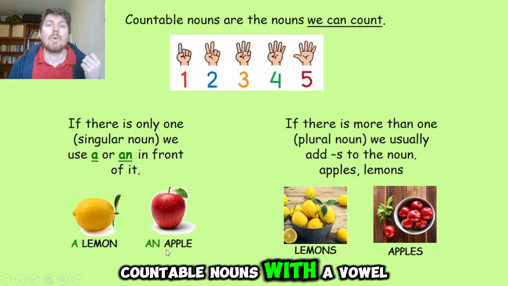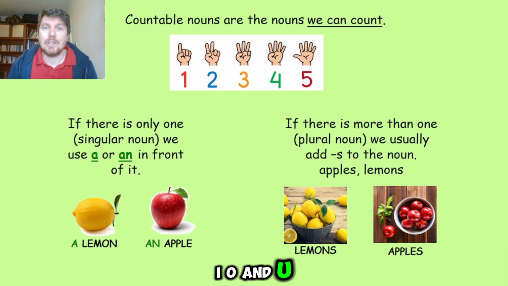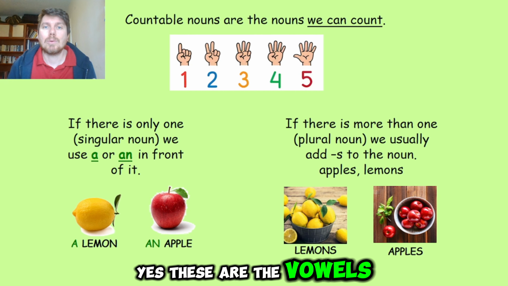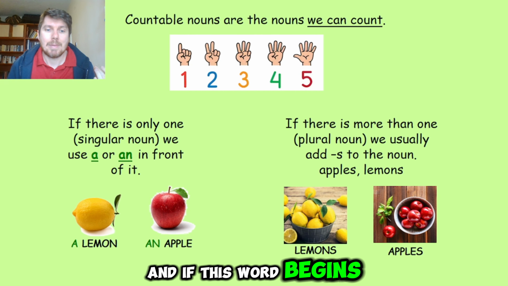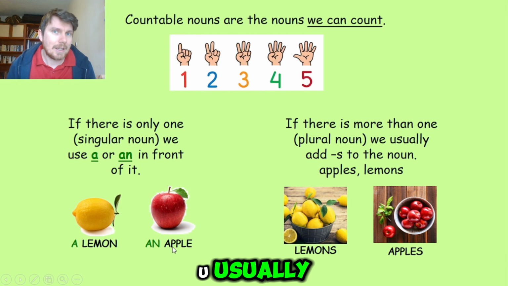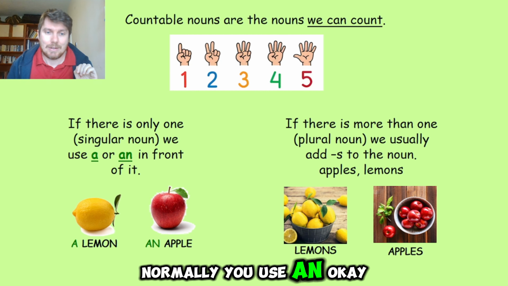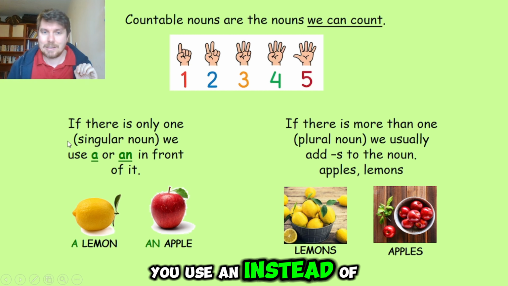Countable nouns with a vowel sound. A, E, I, O, and U. Yes, these are the vowels, and if this word begins with A, E, I, O, U, normally you use an, okay? You use an instead of a.